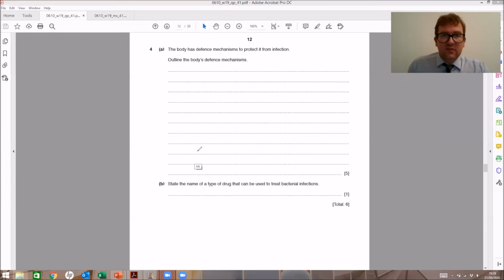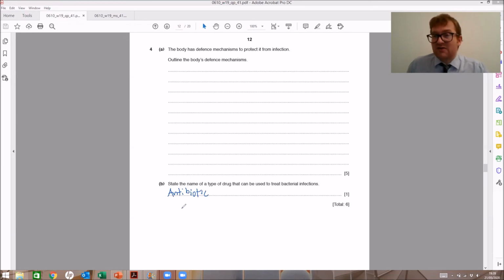Question B: state the name of the type of drug that is used to treat bacterial infections. Well, the collective name for this particular type of medicine is called an antibiotic. If we remember, the antibiotic works by inhibiting cell wall formation, and therefore the bacteria will die during cell division when it carries out binary fission. So antibiotics is the collective name for this type of medicine.